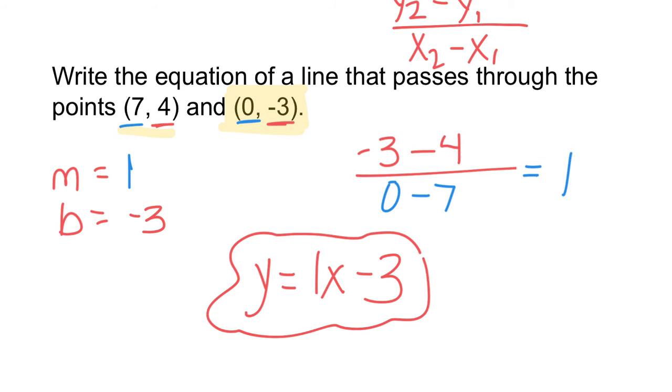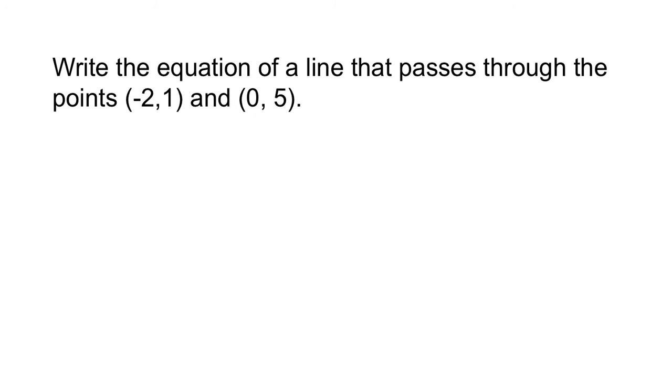Okay, let's do another one. Here's one again where we're going to write the equation of a line that passes through these points. We want to look at our points and see if any of them are y-intercepts already. So I've got this one and this one. This one is my y-intercept because it starts with 0. Anything with the x value of 0 is a y-intercept. It's a place where it crosses the y-axis. So I know that the b is 5.